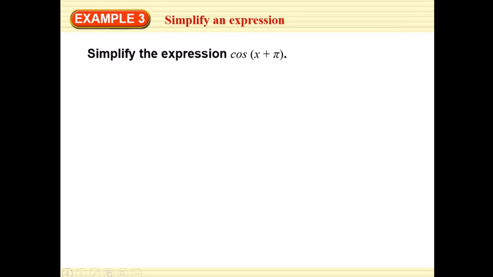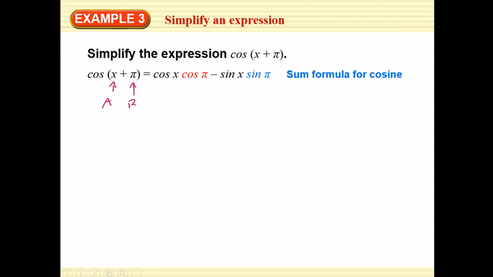Alright, so example 3, they want us to find the cosine of x plus pi. The first thing I need to do is find the sum formula for cosine. By identifying this as your angle A, this as your angle B, we are then filling in the 4 places correctly with the correct sign in the middle here. And then I go to that chart and I evaluate. If I go to the chart, I can find that the cosine of pi is -1 and that the sine of pi is 0.